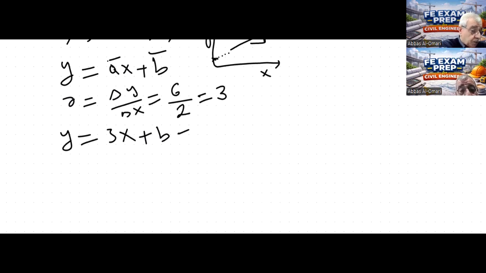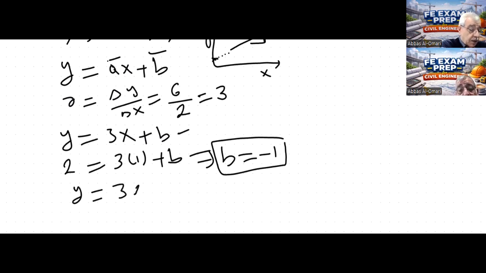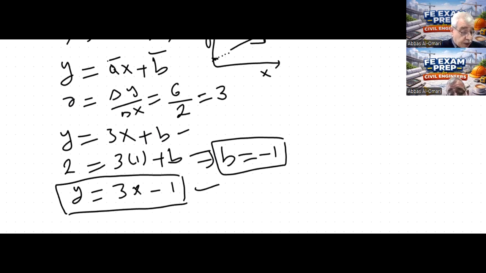So y is 2, equals 3 times x, which is 1, plus b. So this gives us b equals 2 minus 3, which is -1. So now we know the slope and we know b. So the equation of the straight line is y equals 3x minus 1. Again, you can use the second point to determine b, which is 3 and 8, and you should get the same answer.